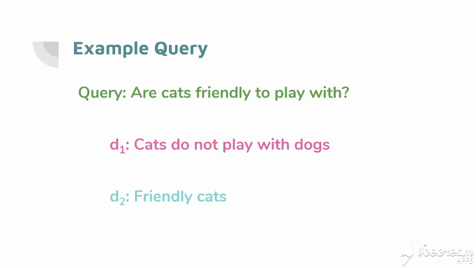Here's an example query, just to give a better idea of how the vector space model works. So our query is, "are cats friendly to play with," which is a fair question. Our first document states that cats do not play with dogs, and our second document states simply, "friendly cats."